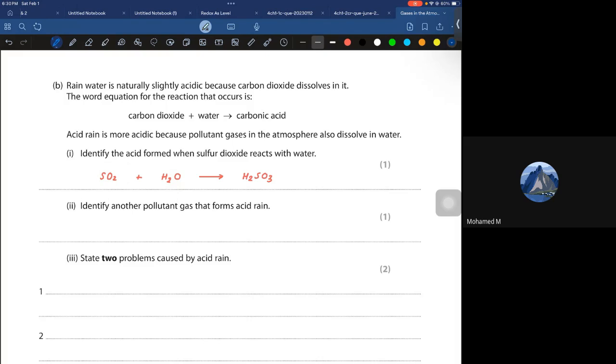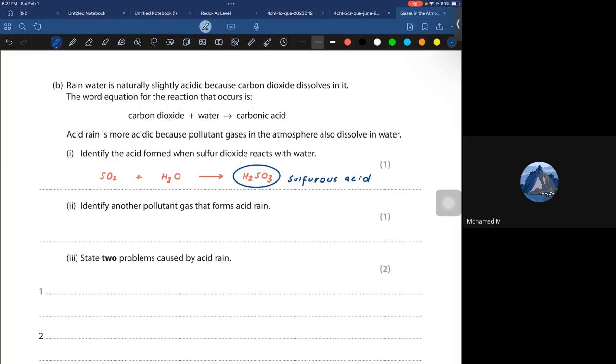Can you name it? From acid rain, can you name this acid? Hydrogen sulfide? No. It's sulfurous acid. If it would be H2SO4, that would be sulfuric acid. There is a difference between sulfurous and sulfuric. Are you getting my point? Yeah. Sorry, sir, I've never heard that.